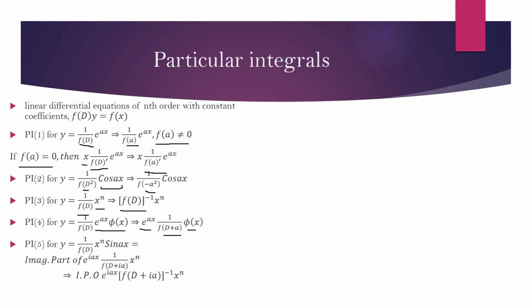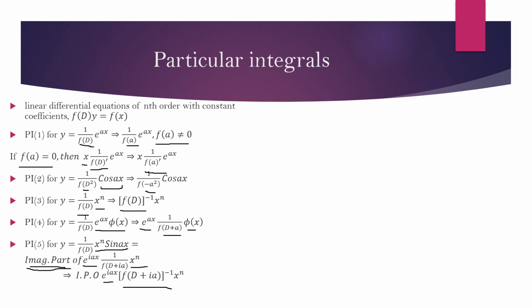Now if we have to find the value for x to the power n and sine ax, we just use the imaginary part of e to the power iota ax, replace D with D plus iota a, and solve x to the power n by using binomial expansion, again multiplying everything and replacing the value of e to the power iota ax. Just the imaginary part of these terms is the solution which we require. If the question is changed from sine to cos, then instead of the imaginary part, we have to take the real part.